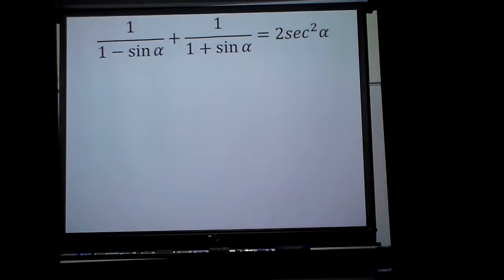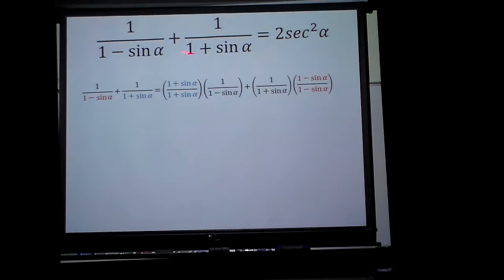All right, here's an example where we need to get a common denominator. Notice we have two fractions, even though they're trig functions, they still have fractions. So I need a common denominator. So I need to multiply the left side by 1 plus sine A and the right side by 1 minus sine A.